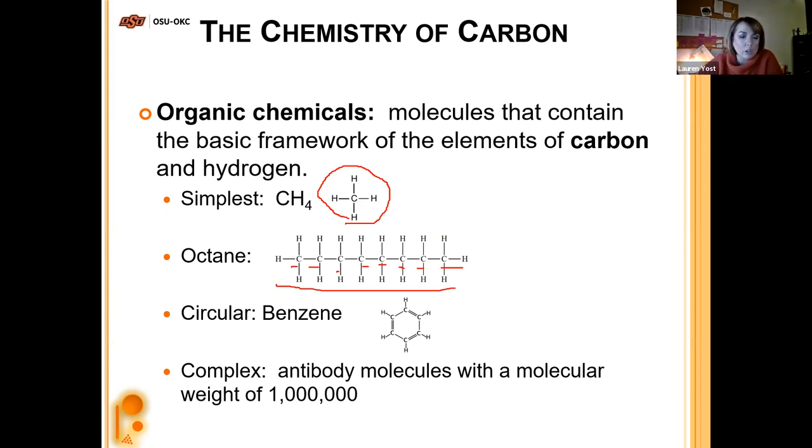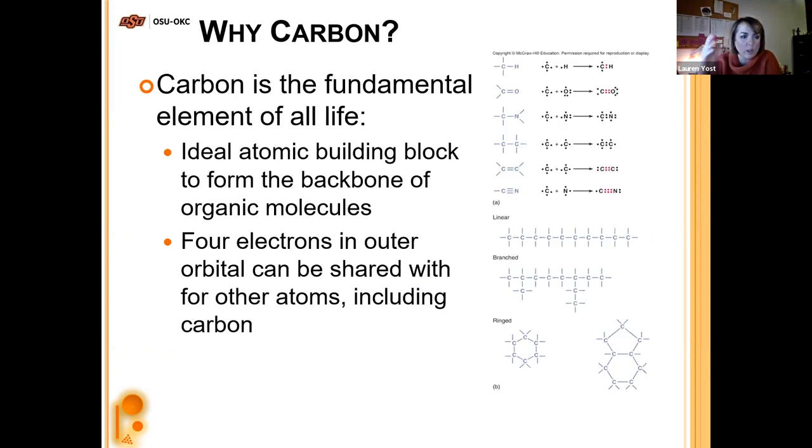And then we have a circular form of it down here, which is a benzene ring. These are pretty common structures that we see in biology. So that's another one to be pretty familiar with, I think. And then we're going up to extremely large molecules, things like antibodies. Antibodies themselves are actually pretty small as far as a functional protein can go. But we're talking about a molecular weight of a million there just for an antibody. So that can be huge molecules based on that carbon hydrogen backbone. Other molecules can come in and function with it.